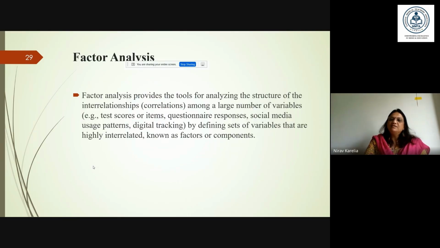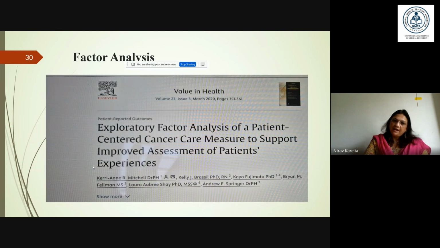So mostly factor analysis is applied in questionnaires, case studies, social media users, test scores. So for a questionnaire or case study, or when you use scores, they define some set of variables, integrate them, and convert them into factors or components. This is an example of a factor analysis. Suppose there is a factor analysis done on patient-centered cancer care measures, and they have to find out how the improvement in the patient's experience assessment comes out. So what they do in factor analysis.